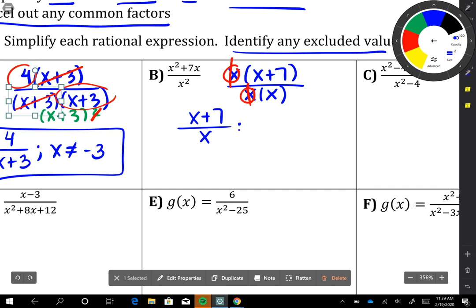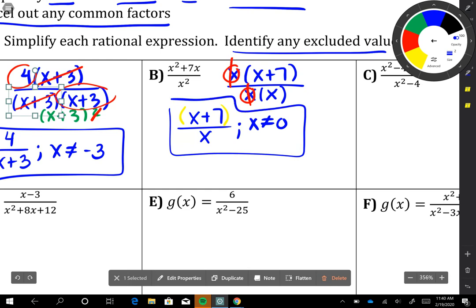Do not be tempted to cancel out those x's in the numerator and denominator, because remember that we have kind of imaginary parentheses around numerators and denominators, so that x plus 7 needs to stay together. Okay, what would make the denominator equal 0? If that's just x, it would be 0. So x cannot equal 0.